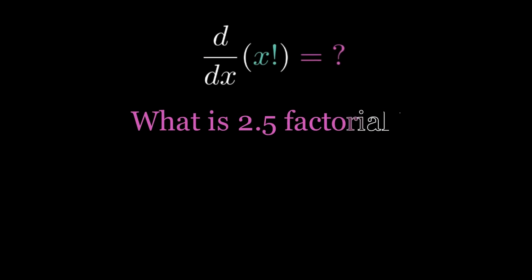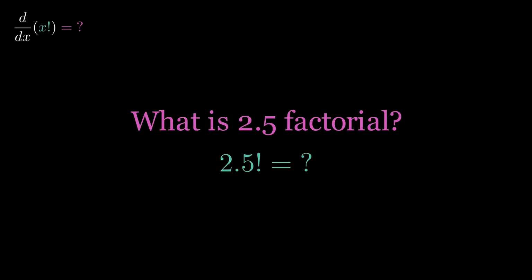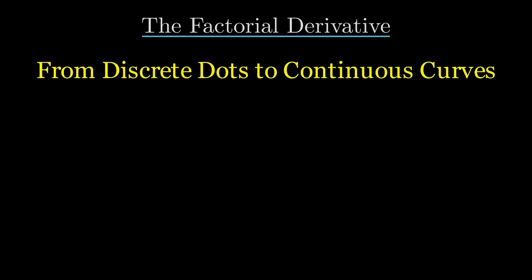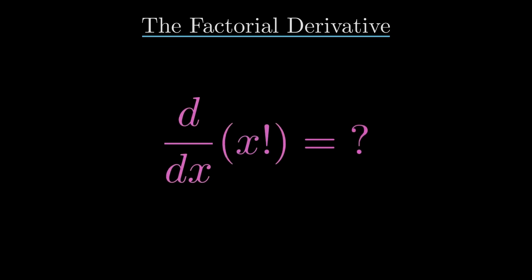What is 2.5 factorial? 2.5 factorial equals what? Factorial is usually a discrete machine: 1 factorial, 2 factorial, 3 factorial, just dots at integers. But here's the promise. If we can make factorial a smooth curve, we can take its derivative.